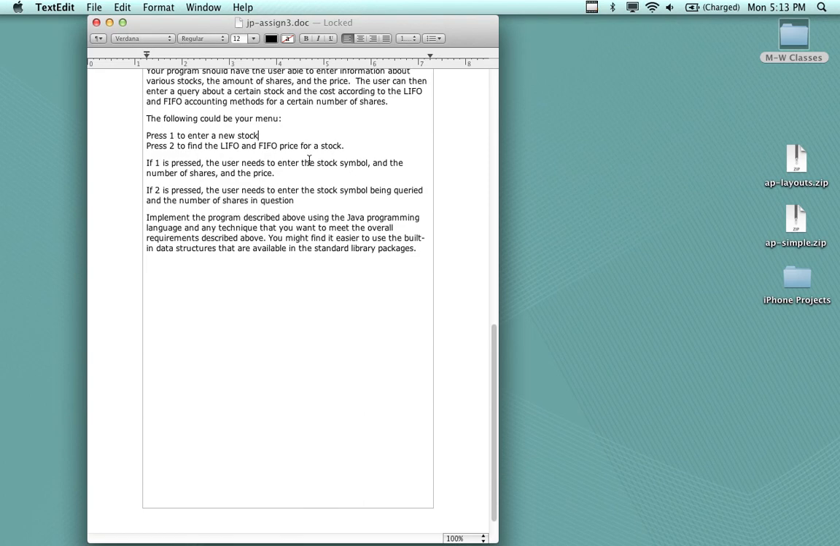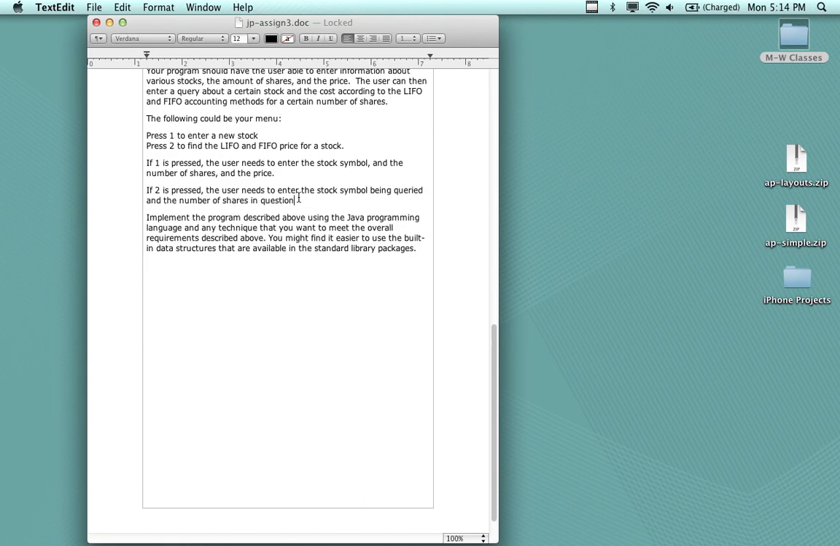Press 1. If 1 is pressed, the user needs to enter a stock symbol and the number of shares and the price of a stock. So basically create an object, put an object into the array or into the structure that you're holding these particular objects in. Or 2, enter the symbol queried and it gives you the number of shares in question. So it says, I want Facebook. How many shares of stock do you own? I'll come back and I'll tell you how many, depending upon what object it found.